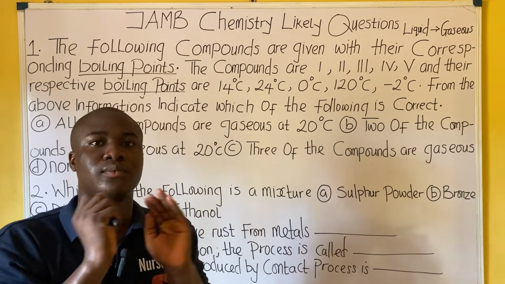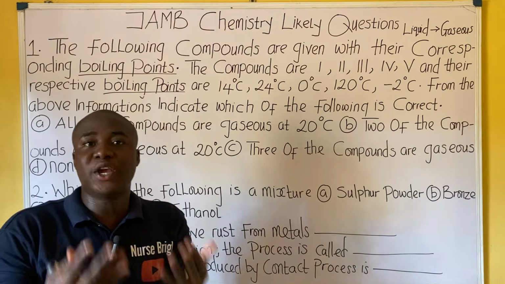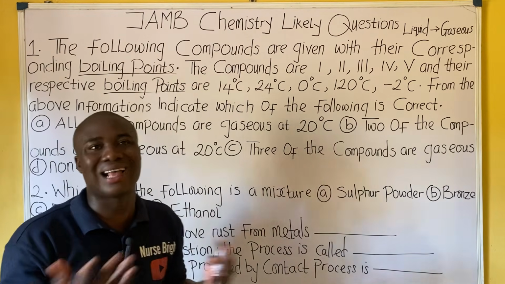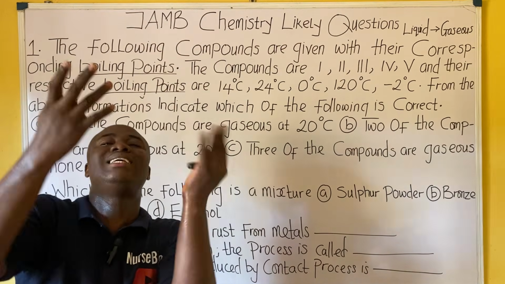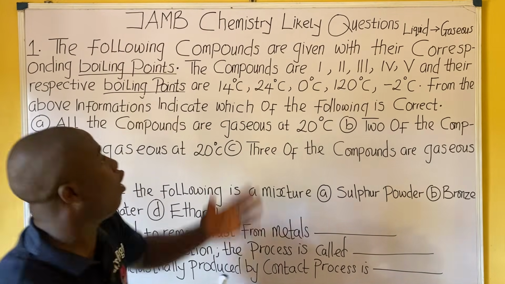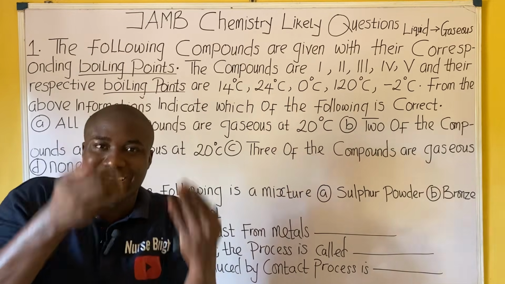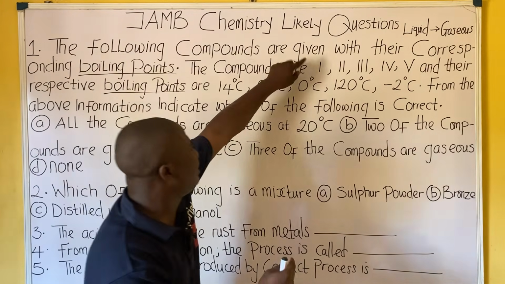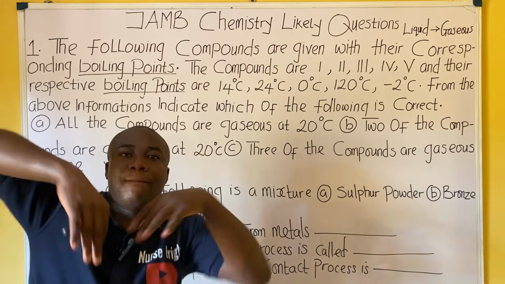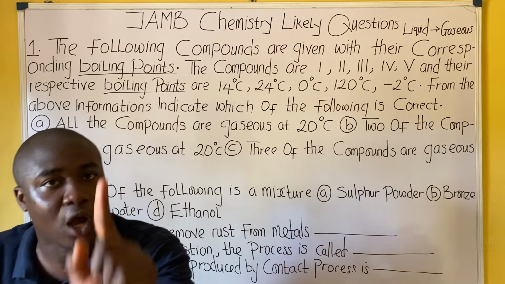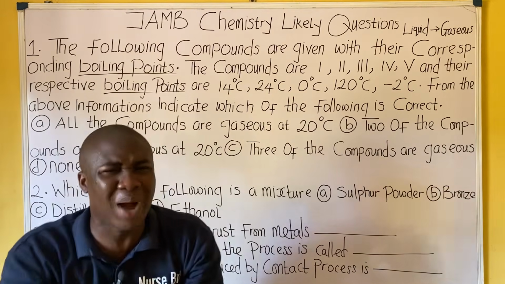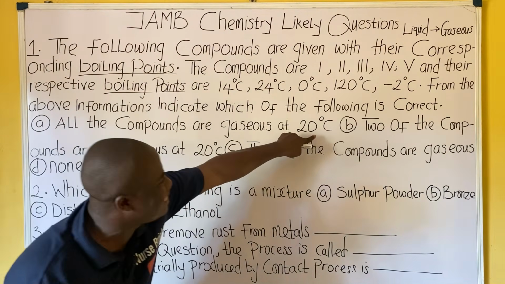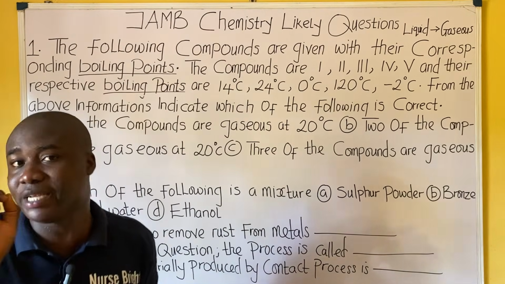Just watch the way I'll be analyzing this question. Option A says all the compounds are gaseous at 20 degrees Celsius. How will I know that all of these compounds are gaseous, are in gas form? That will be the question you ask me, because this one can be liquid, gas, or solid, but I will tell you how to know the state of matter of this compound, because option A is telling me that all of them are gaseous at this temperature, 20 degrees Celsius.